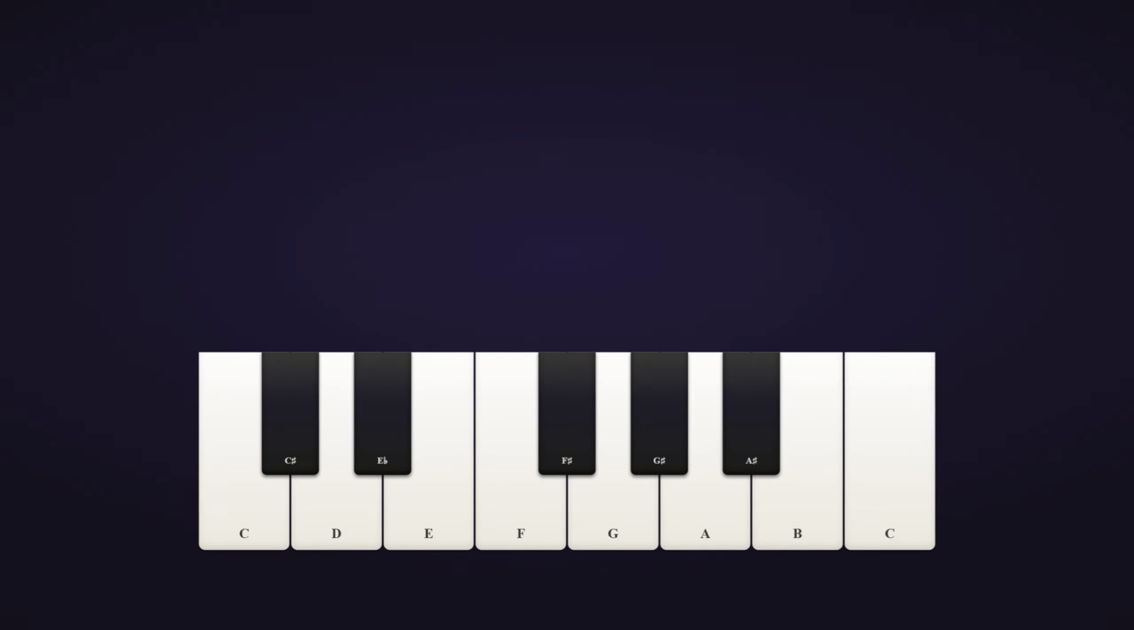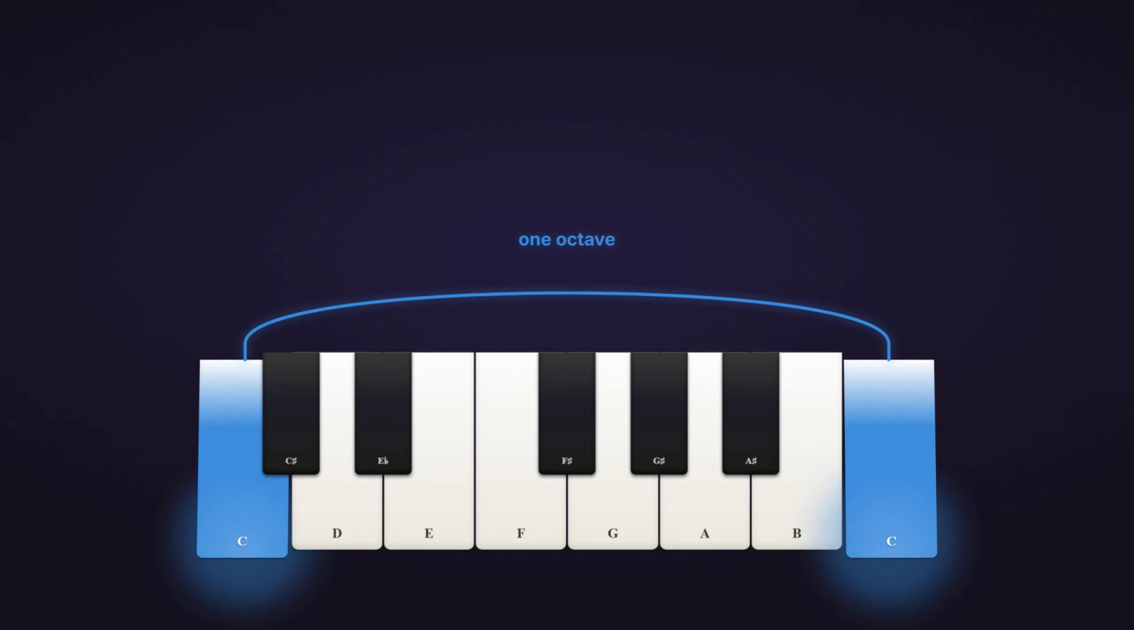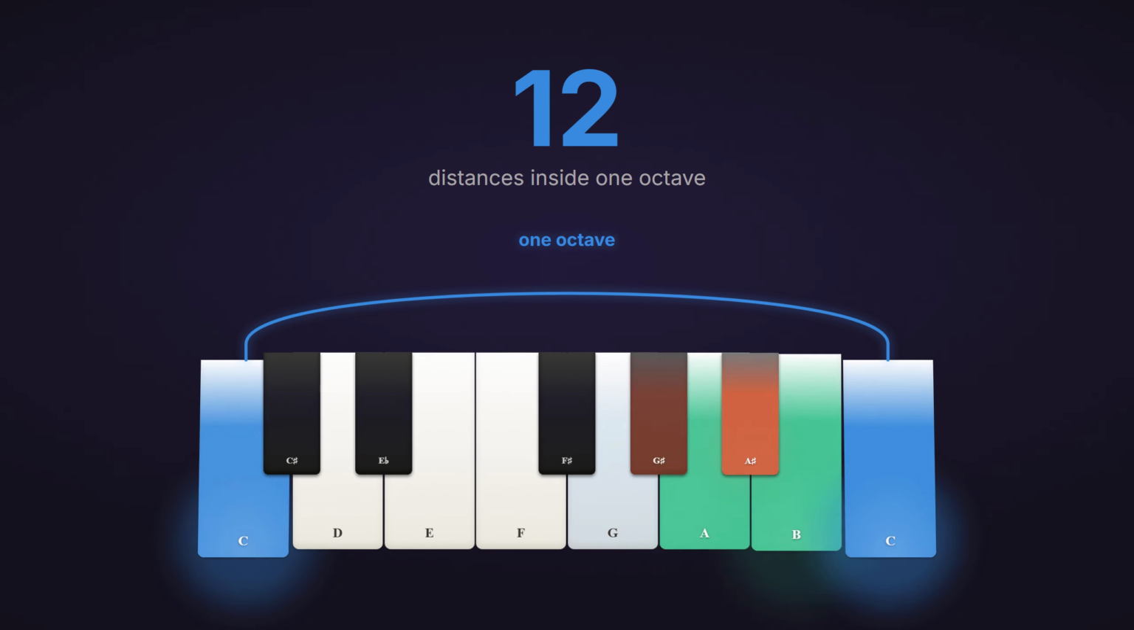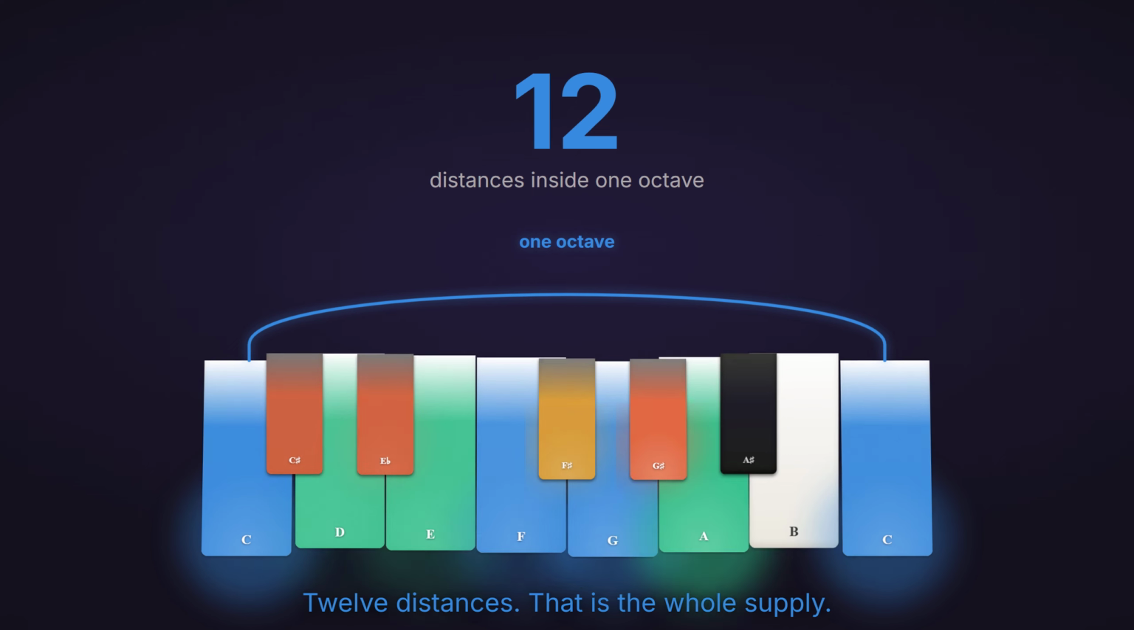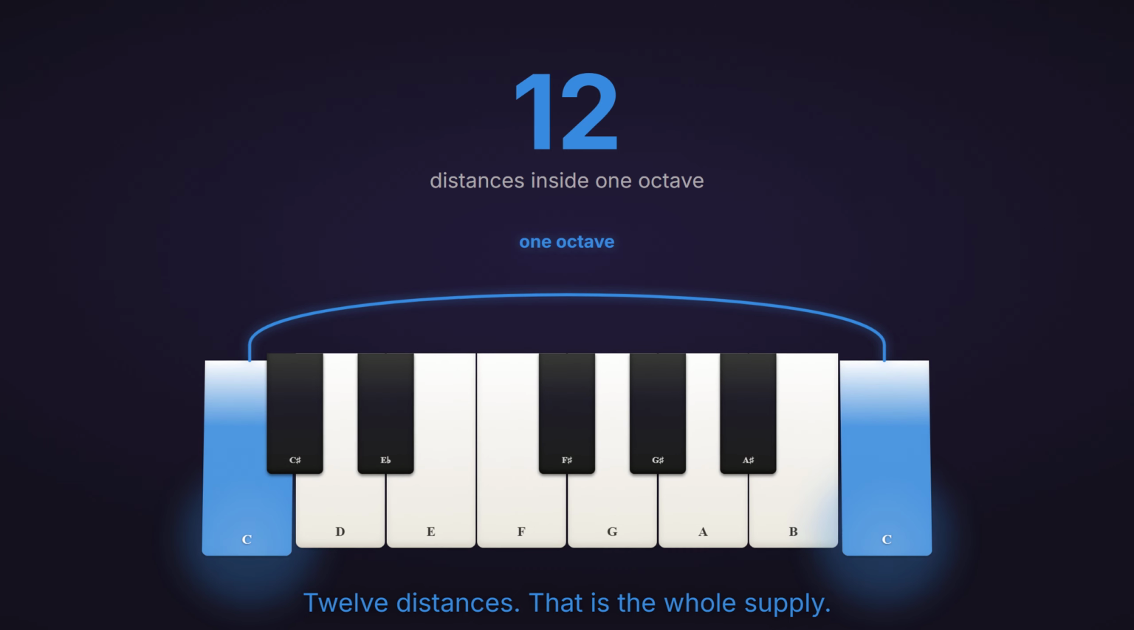Here is a fact that sounds too small to be true. Inside one octave, from any note up to the next version of that same note, there are only 12 possible distances. 12. That is the whole supply. Every leap in every melody, every gap inside every chord, every stretch your hand has ever made on a keyboard, is one of just 12 spaces, repeated again and again up and down the instrument.